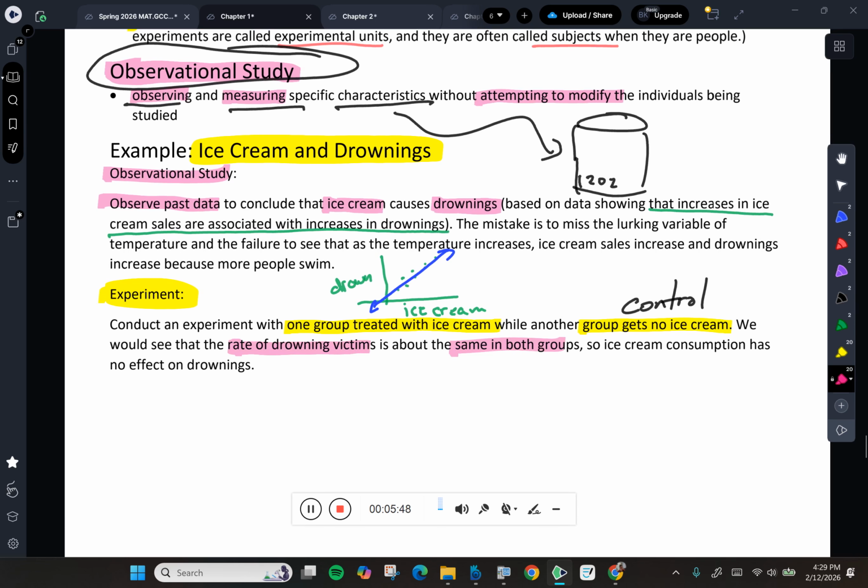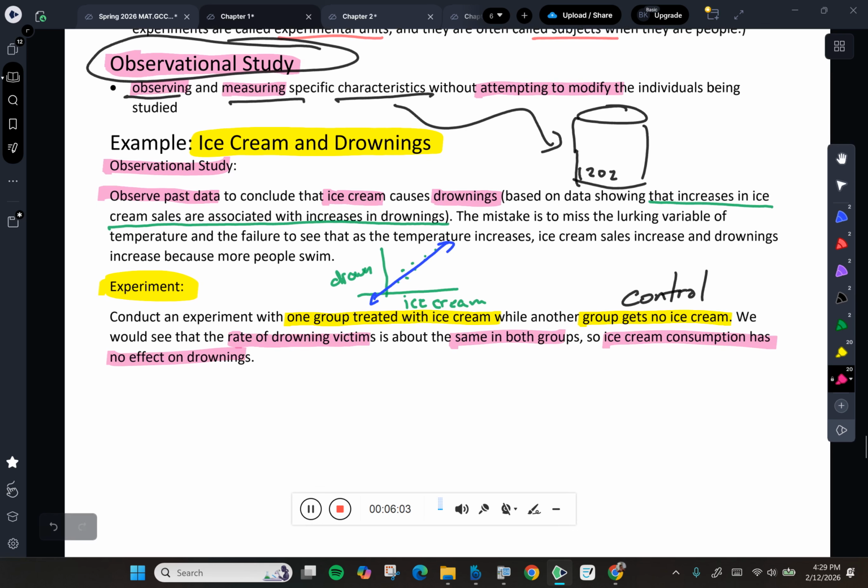And then you would measure the rates of drowning for the drowning victims for both groups. And you would say, okay, is it the same for both groups? Is it different from one group to the other group? And if you actually did that, you would see that the ice cream consumption has no effect on drownings. Right. So an observational study, I watch, I listen, I measure, I don't apply a treatment. An experiment, I apply a treatment, and then I measure.